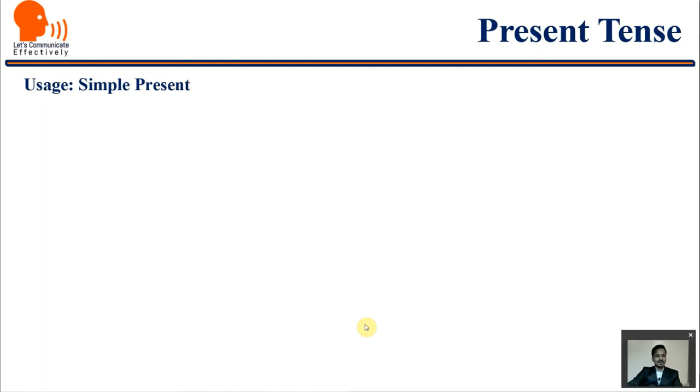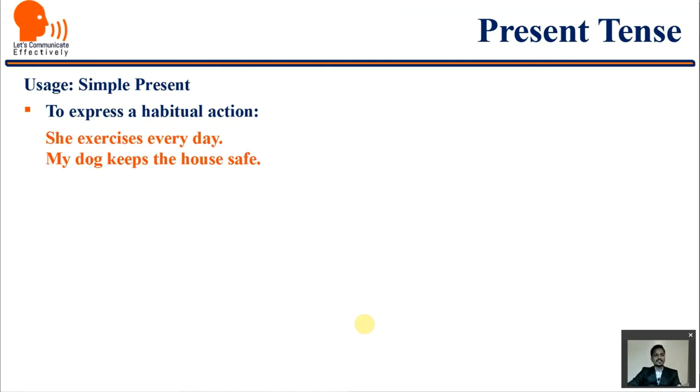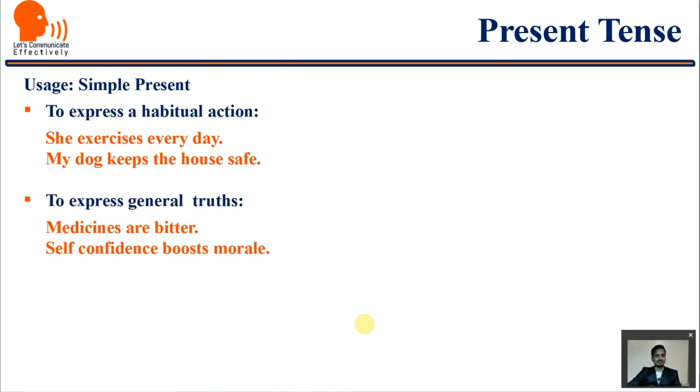And now, uses of simple present tense. First, simple present tense is usually used to express a habitual action. Like, she exercises every day. It is her habit to exercise every day. My dog keeps the house safe. So usually dogs keep the house safe.